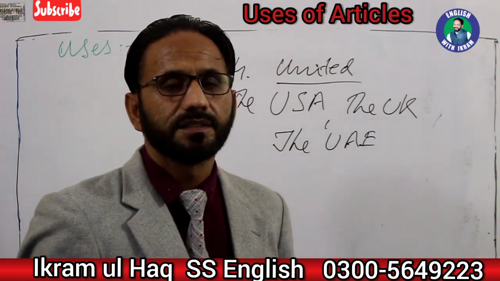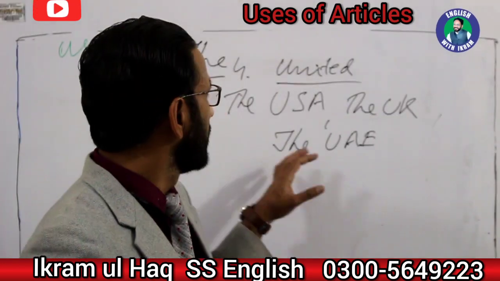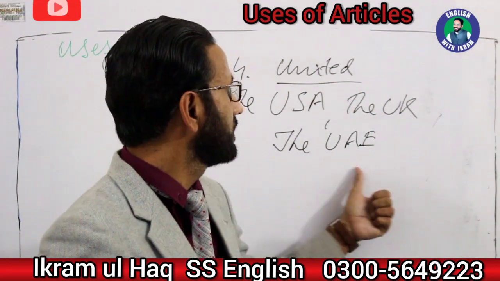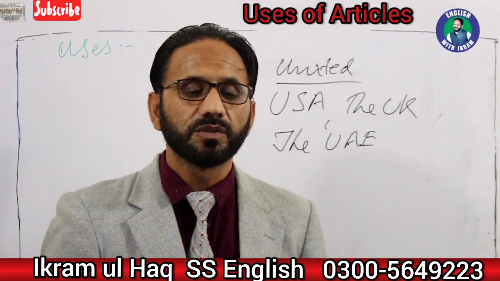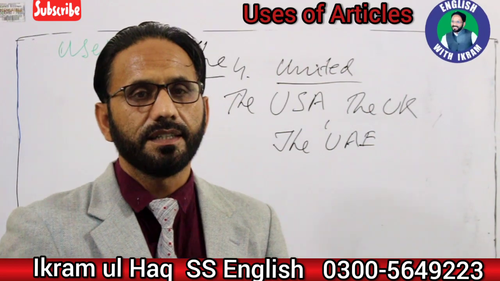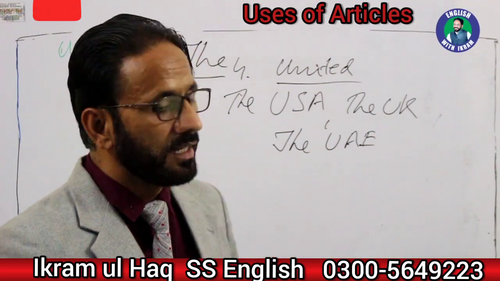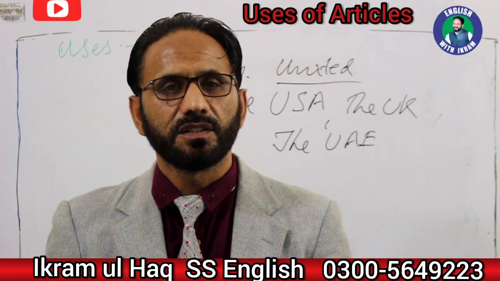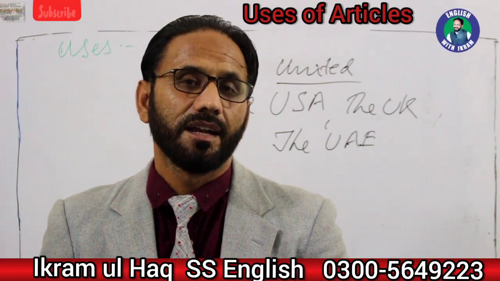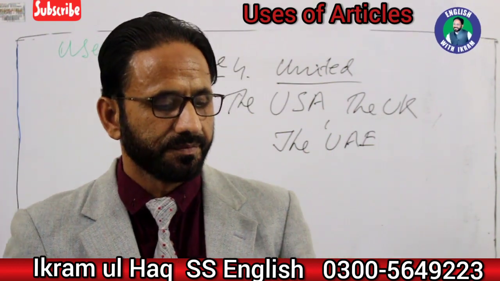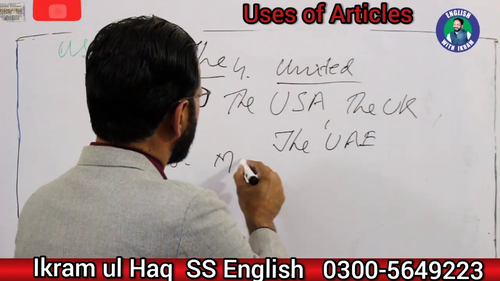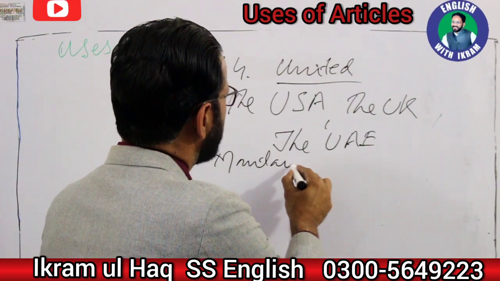So these are certain countries where the word united is there. So whenever we use these countries, we are supposed to use the article the. For example, you would say the United States of America, the UK, the United Kingdom, the United Arab Emirates, the UAE.